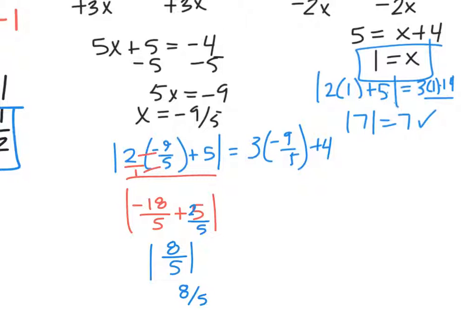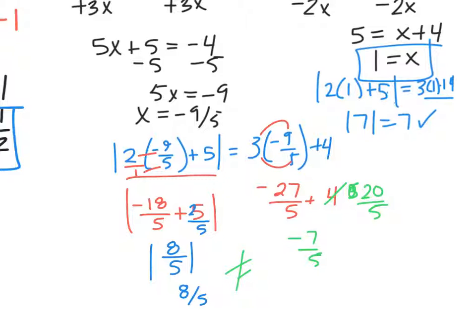Okay, now I'm going to try to find the right-hand side. So this will be negative 27/5 plus 4. I'm going to get a common denominator and write 20/5, because 4 is the same thing as 20/5. So this will be negative 7/5. So these two are not equal. That means my only solution is x equals 1, and negative 9/5 is extraneous.